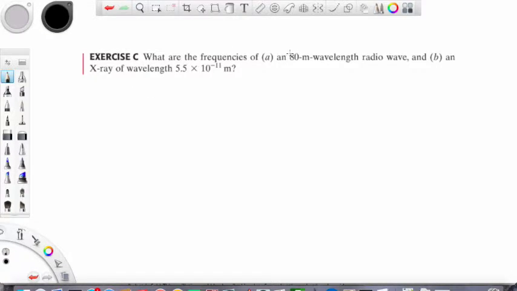Exercise C. What are the frequencies of an 80-meter wavelength radio wave and an X-ray wavelength of 55 picometers? All electromagnetic waves obey the given equation where speed of light equals wavelength times the frequency, and we are solving for frequency. So frequency is speed of light divided by the wavelength, and in A the frequency is speed of light, 3 times 10 to the 8 meters per second, divided by 80 meters.